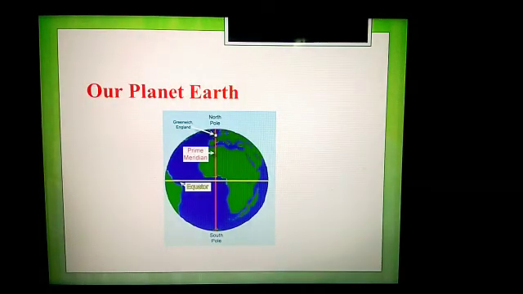Children, look at the picture here. The red-colored line is the prime meridian. It passes through Greenwich in England. It divides the earth vertically into 2 equal halves, the Western Hemisphere and Eastern Hemisphere.